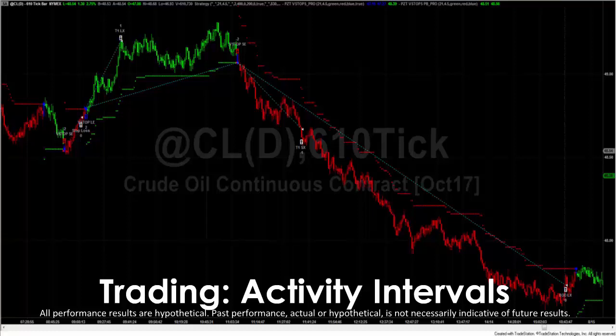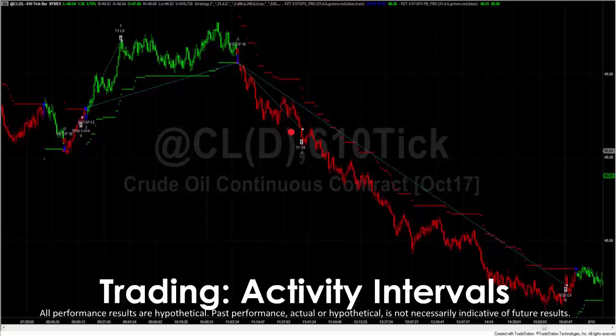And you can see here that when we look at activity intervals, time doesn't become as relevant. We're looking more for the market activity to drive the movement of the VSTOPS. While VSTOPS is volatility based, it does seem to respond very well to activity level charts as well. You can see how it moves the stops up to key levels that help protect profits along the way.